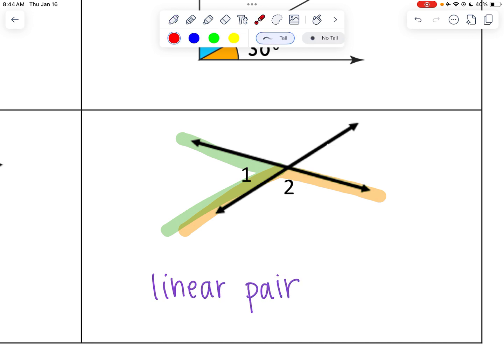Anytime you have an X, the angles that are across from each other are going to balance each other out and be the same. So, like I said earlier, if one is 50, the other one will be 50. If one is 70, then the other one will be 70. If one is 100, then the other one will be 100.